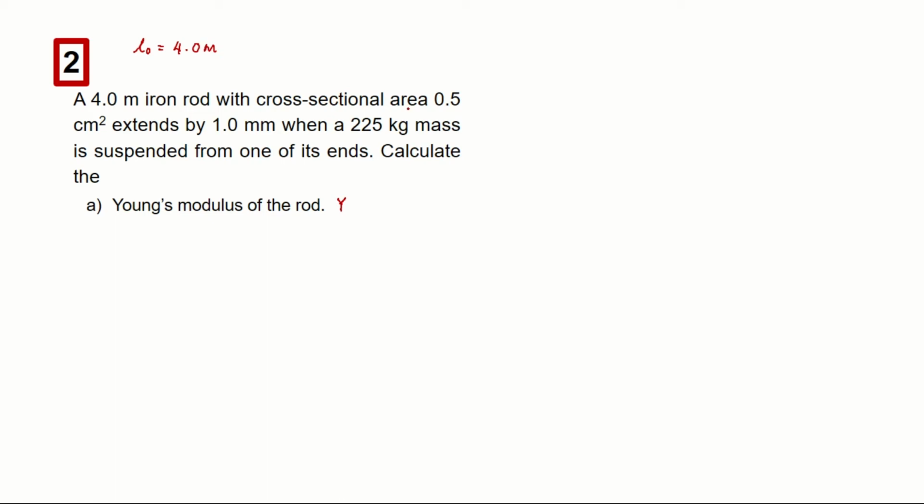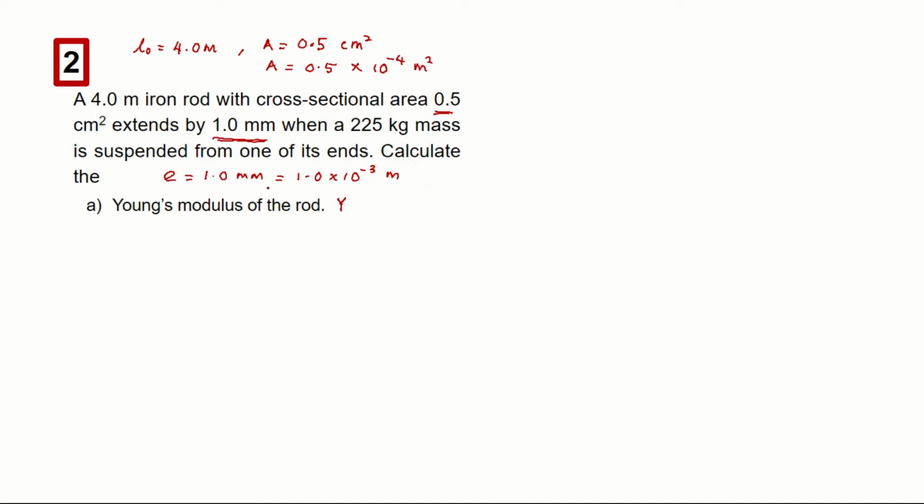And cross-sectional area, we mean that this one is A. So A equals 0.5 cm squared. Convert to SI unit, so A equals 0.5 times 10 to the power of negative 4 meter squared. Extended by 1 millimeter, so this one is E, the elongation or extension. E here is 1 millimeter, and the SI unit is 1 times 10 to the power of negative 3 meter.